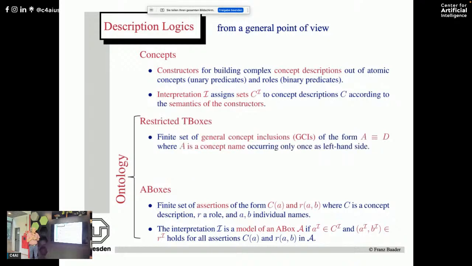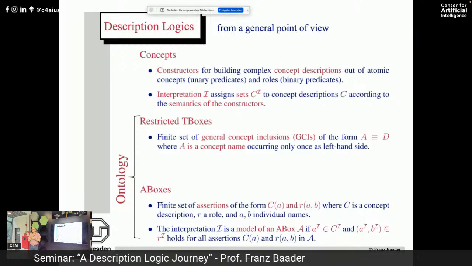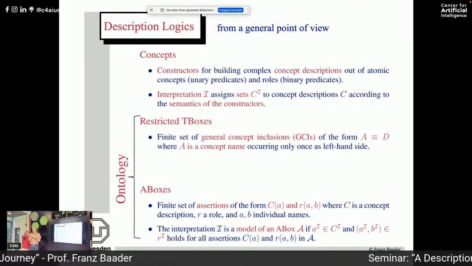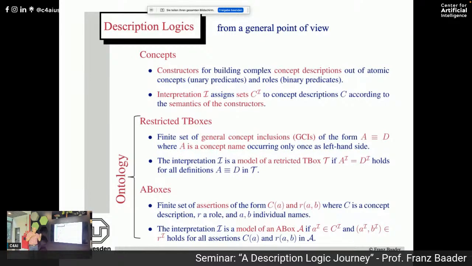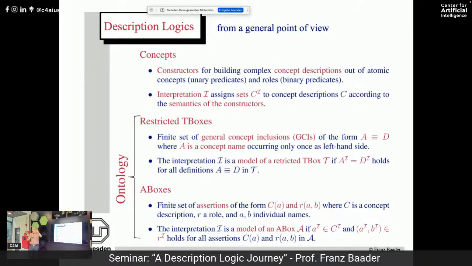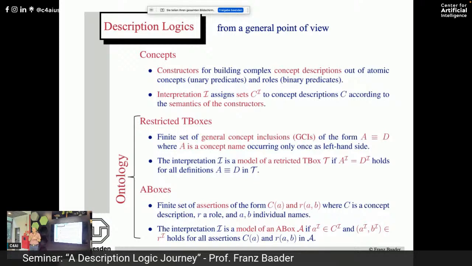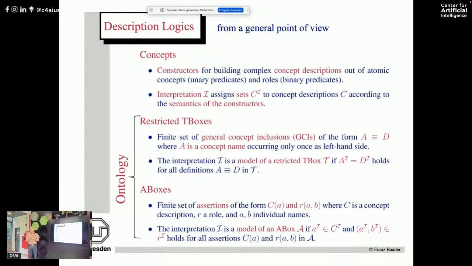And what I also forgot to mention is that we have restricted forms of T boxes. That's why the other ones are called general concept inclusions. And these are just concept definitions. So we say concept name A should be equal to concept description D. And of course, this semantics says A must be equal to D in every interpretation that is a model. So we'll come back to these restricted forms as well.